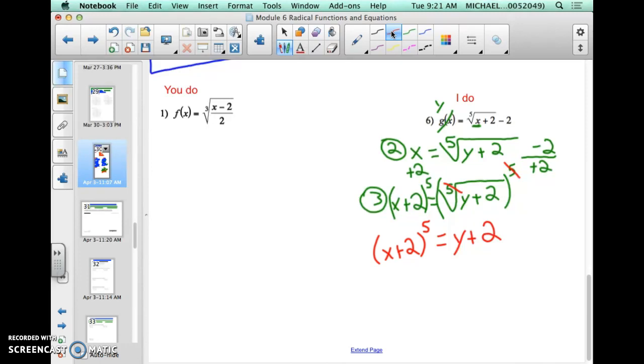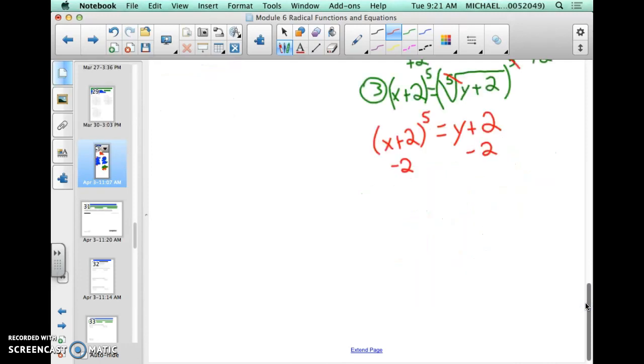And then one last step, because again, remember, we're isolating y. 2 is being added to y, so I have to subtract 2 from both sides. And please, I see this mistake a lot.